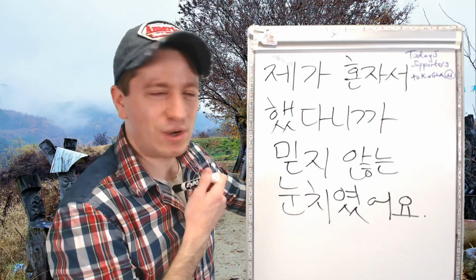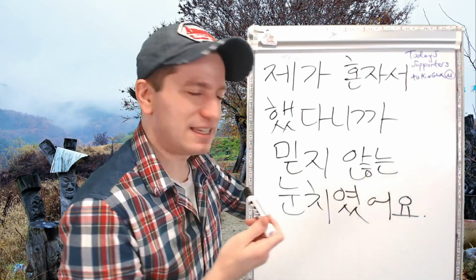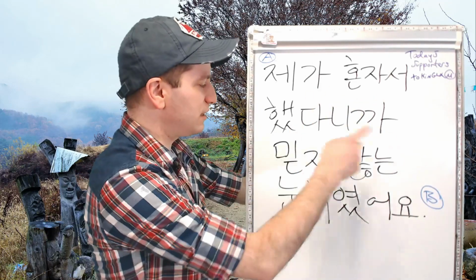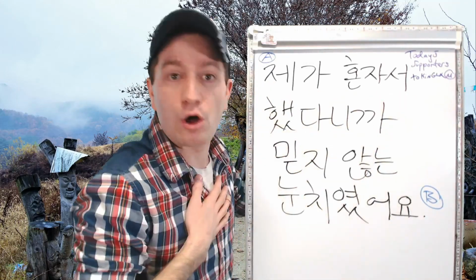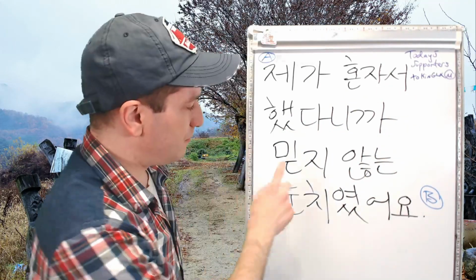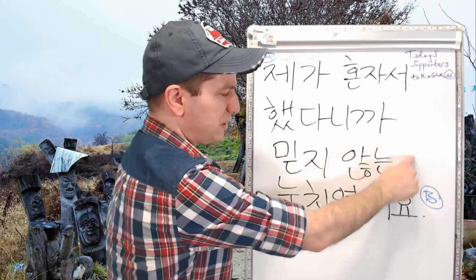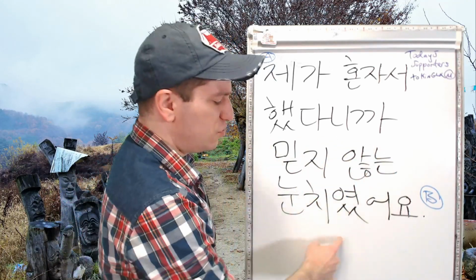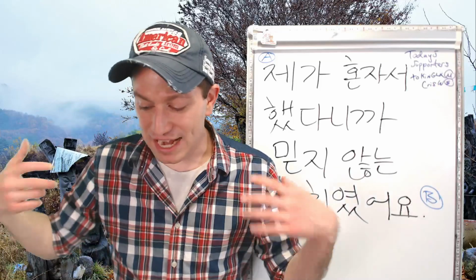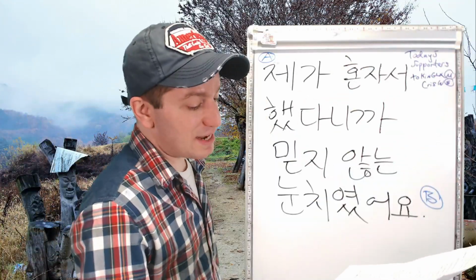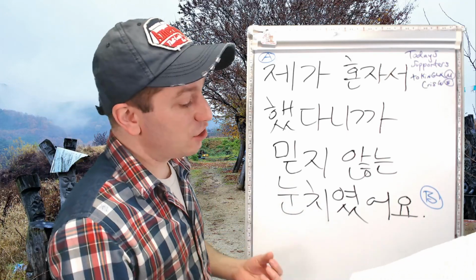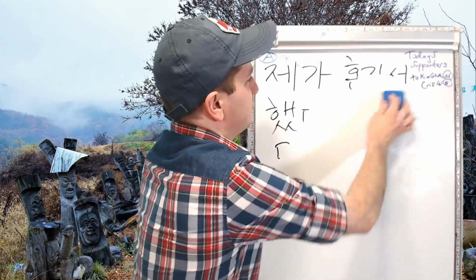제가 혼자서 했다니까 믿지 않는 눈치였어요. Because I said I did it all by myself. Someone else. 믿지 않는, so not believing, so disbelief. 눈치. I sensed that, or I noticed that, or just it seemed like they didn't believe me. 믿지 않는 눈치. So I kind of got the feeling that after I said I did it by myself, I noticed that they looked like they didn't believe me.